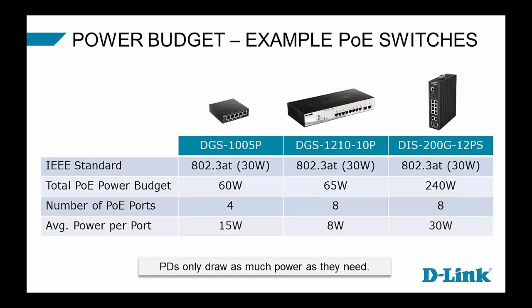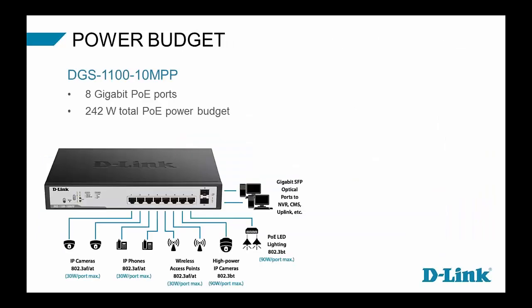If I'm putting in a surveillance network and I want to future-proof it, I may swap out my cameras in a few years that have higher power requirements, then maybe now's the time to put in a beefy PoE switch with a robust budget. Every application is different. So I'll show another example here. This is the DGS-1110 MPP.